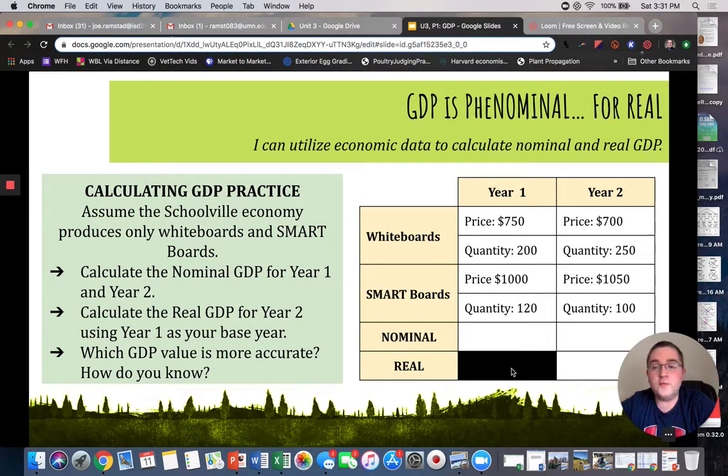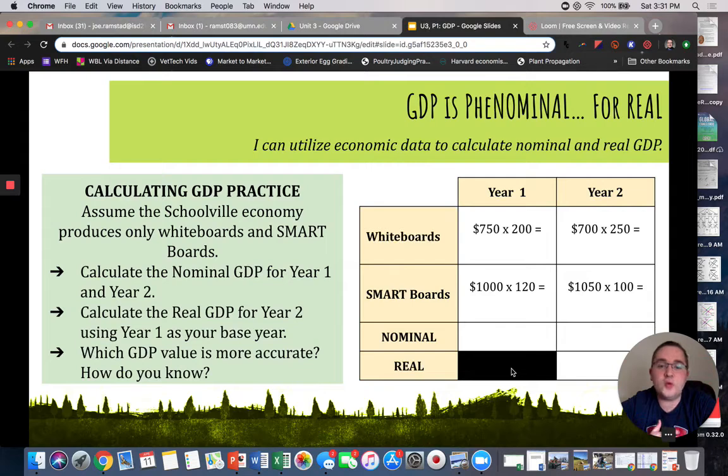Assume that Schoolville Economy produces only whiteboards and smartboards each year. I want you to calculate the nominal GDP for year one and year two. I want you to calculate the real GDP for year two using year one as your base year, and say which GDP value is more accurate and how you know. You should have the ability to do this on your own right now by hitting pause. Otherwise, if you're not comfortable and want to see me work through an example, feel free to hang out. We'll work through it together. The first thing you want to do is identify your quantities and prices and figure out the total values for each of those.